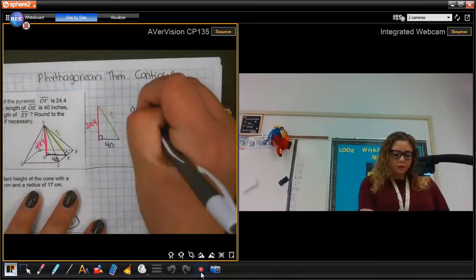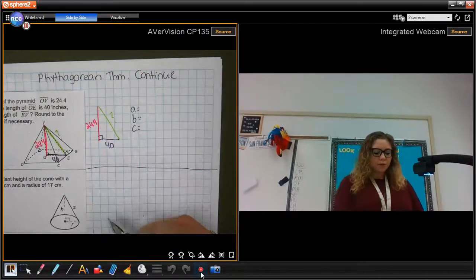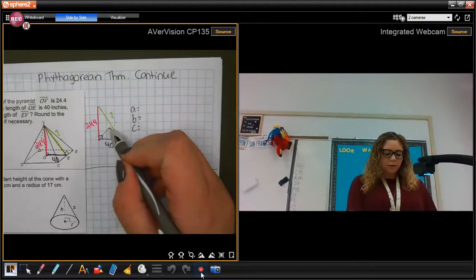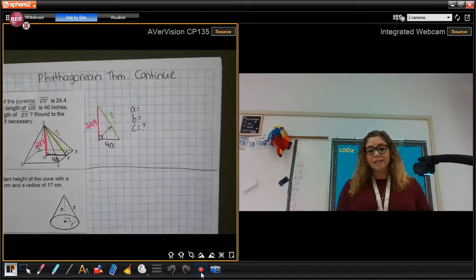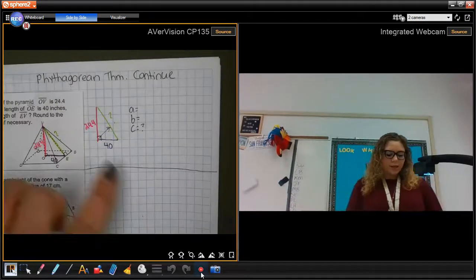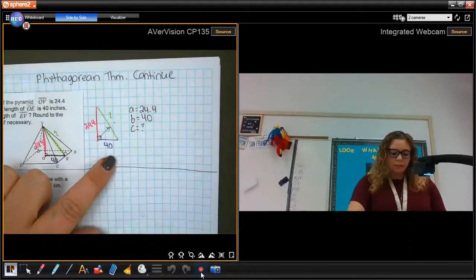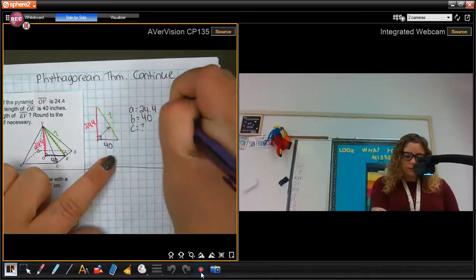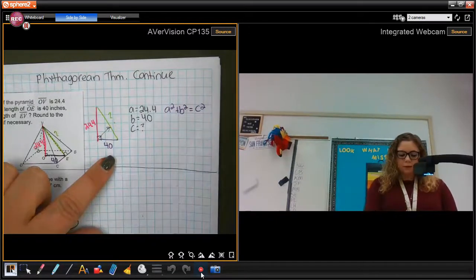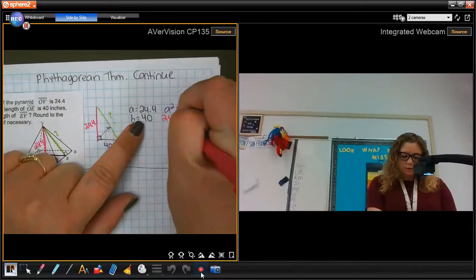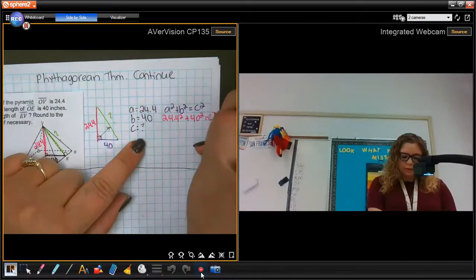So I'm first going to find my lengths. The first thing I need to do is find my hypotenuse. So I'm going to start out this right triangle, draw a line. My hypotenuse is always going to be C. We do not know what C is, because that's going to be the length we're trying to find. And then A and B, it doesn't matter which one I choose. Then I'm going to plug it into my formula: A squared plus B squared equals C squared. Plug in my values. So 24.4 for A, 40 for B, and then C is going to be C squared.